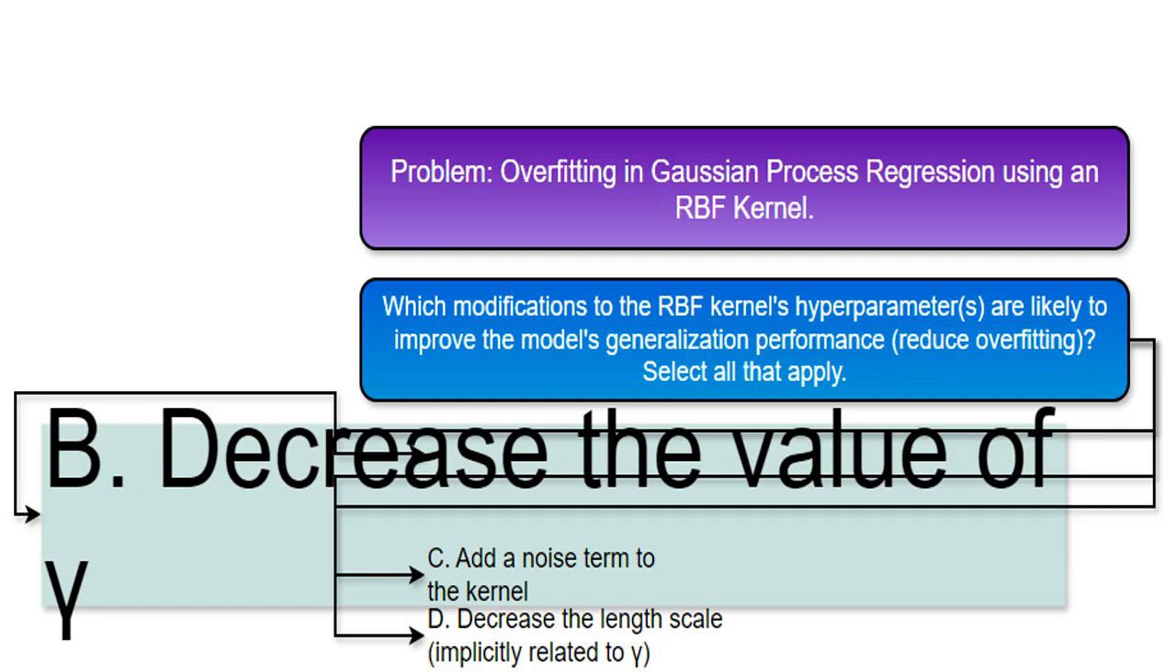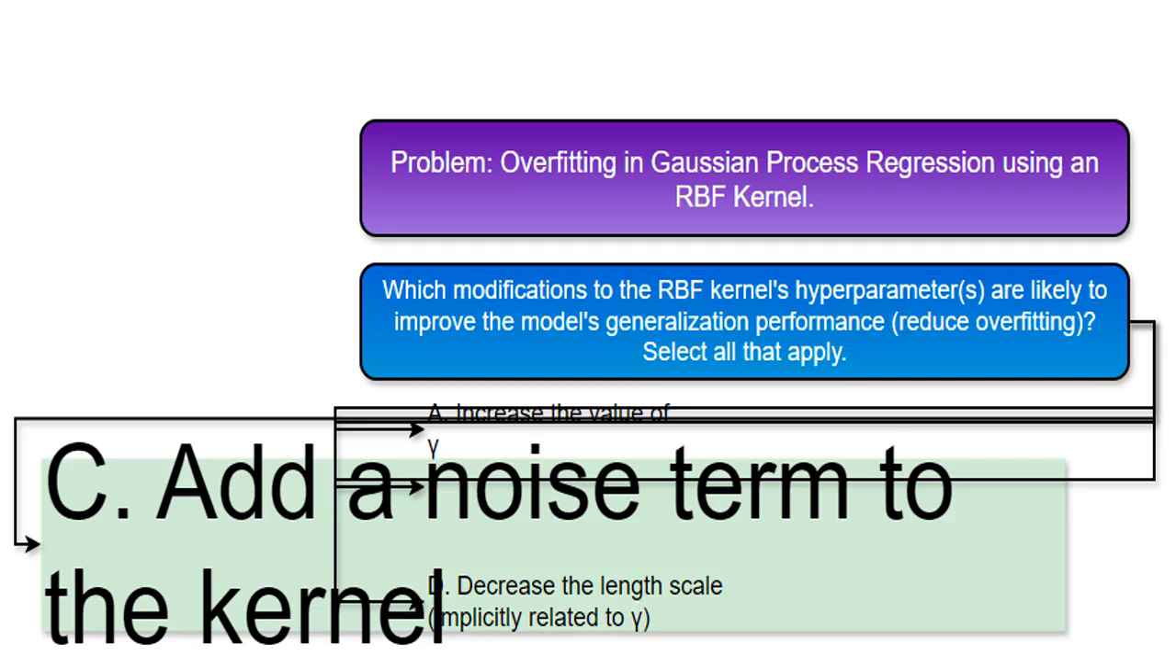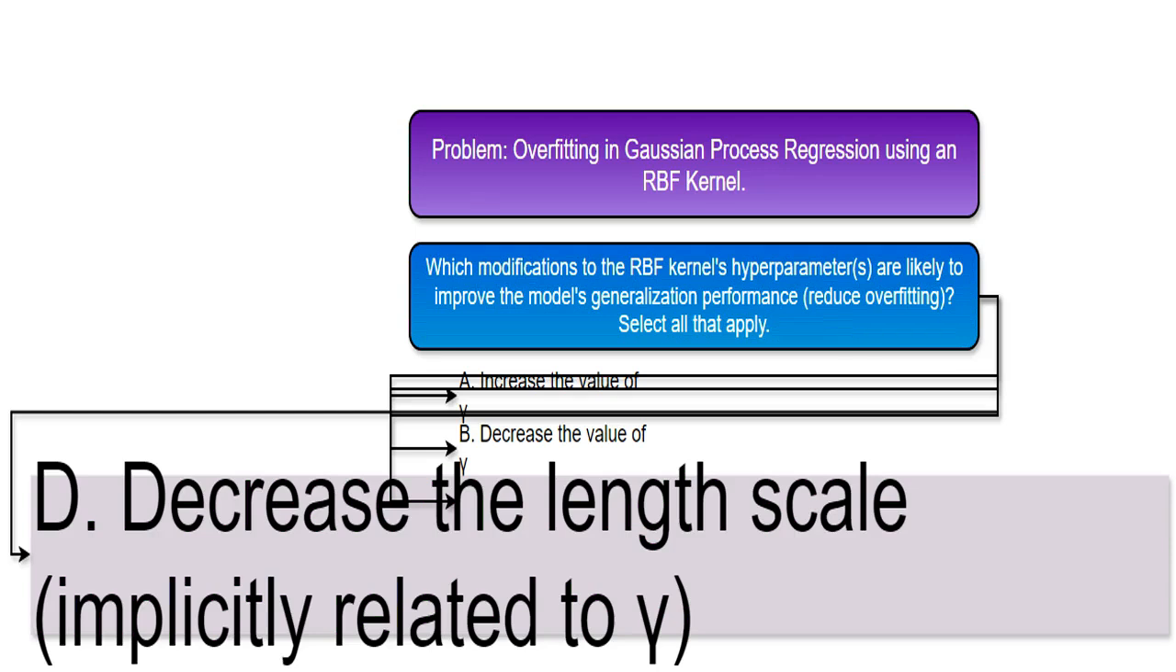Decreasing gamma makes the RBF kernel less sensitive to small distance changes. The model becomes smoother and less prone to overfitting. It generalizes better to unseen data. I should try this. Adding a noise term regularizes the model. It prevents the model from being too confident in its predictions and thus reduces overfitting. Think of it as adding a little uncertainty to the model's calculations, which helps it avoid getting overly specific to the training data. I should consider this too. Decreasing the length scale is the same as increasing gamma. This would make the model even more complex and lead to more overfitting. I definitely don't want to do that.